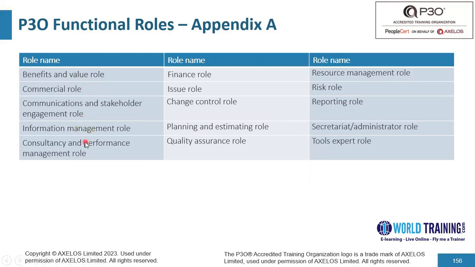Information management role, consultancy and performance management role, finance role, issue role, change control role, planning and estimating role, quality assurance roles, along with people management roles, resource management roles. Risk role, people with a competency in identifying risks, in analyzing them, in conducting workshops, and so on. Reporting roles, secretariat or administration roles. This particular role helps in booking meeting rooms, travel arrangements, documenting minutes of meeting, things of those nature.